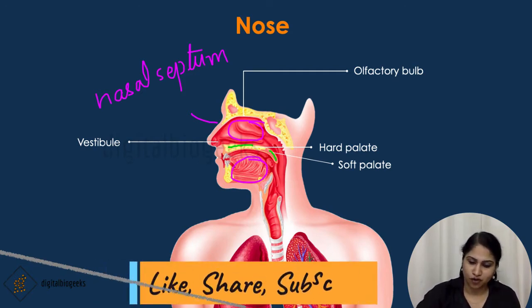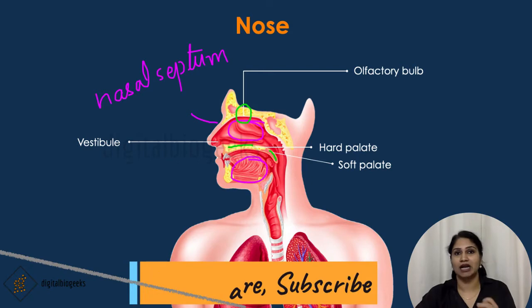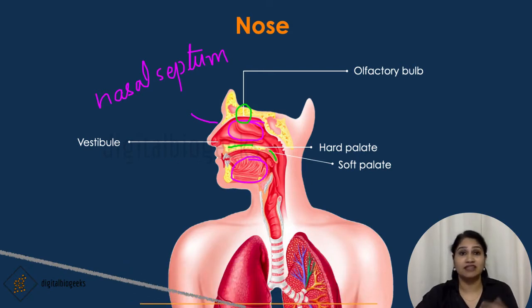On the roof of the nose, the olfactory bulb is situated. Olfactory nerves convey the sense of smell from olfactory cells to the nervous system. At the entrance of the nose is the vestibule, which is lined with skin that has thick hairs.